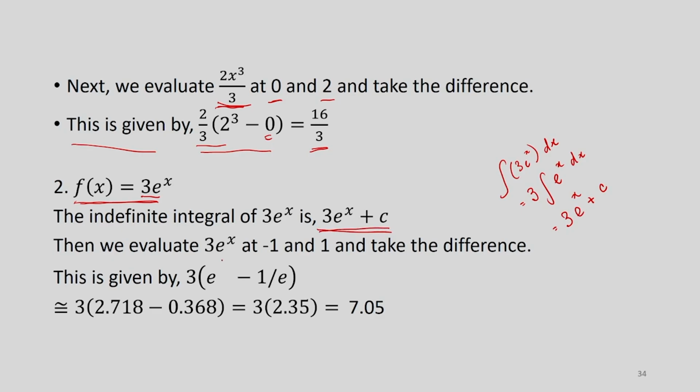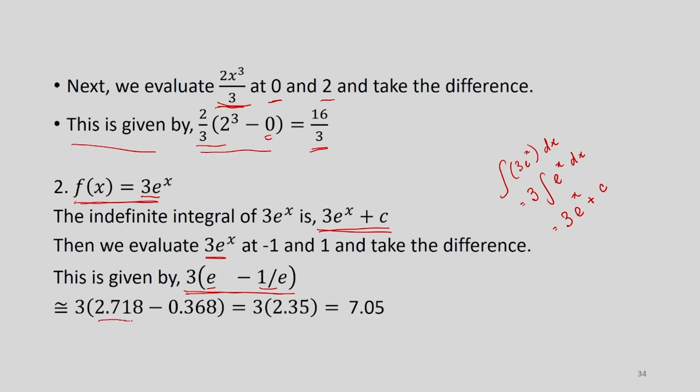The next stage is that we have to take the value of 3 e to the power x at -1 and +1 and take the difference. Okay, so, that is what we have done here. 3 multiplied by e to the power 1, that is e, minus e to the power -1. What is e to the power -1? It is 1 divided by e. So, 3 is taken as common. Therefore, 3 multiplied by e minus 1 divided by e.